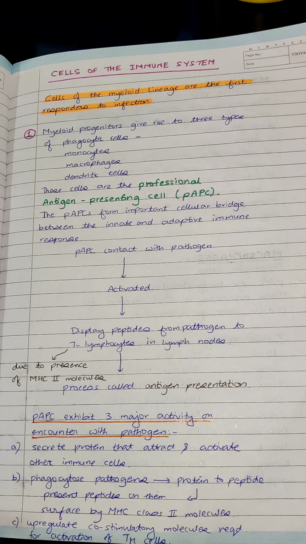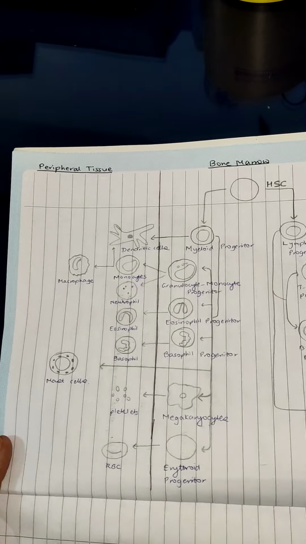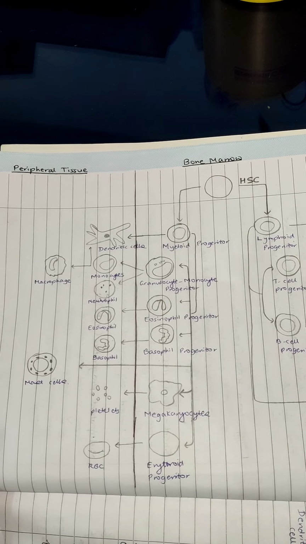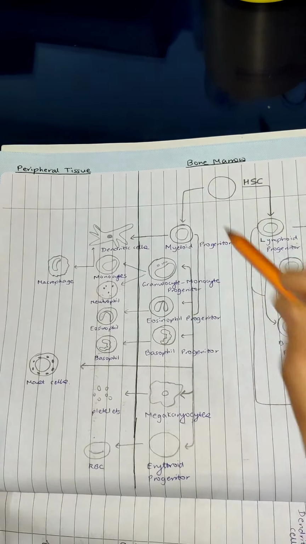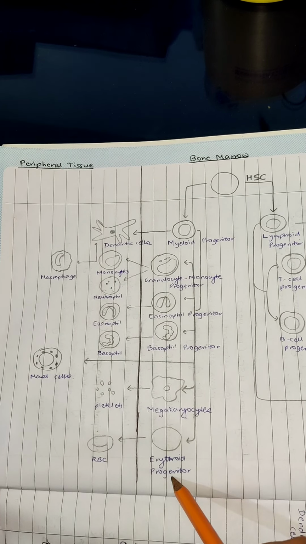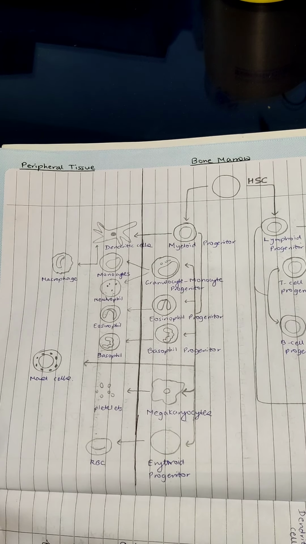Before going to the topic proper, let's revise the hematopoiesis part again. The hematopoietic stem cells give rise to cells of myeloid progenitor and lymphoid progenitor. All the cells arising from myeloid progenitor cells play a role in innate immunity. The cells of lymphoid progenitor play a role in acquired immunity. We will discuss that in another video.